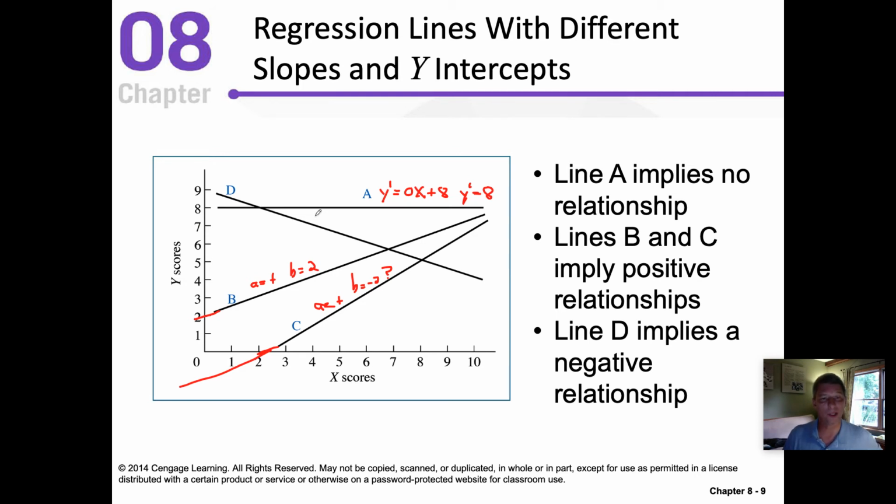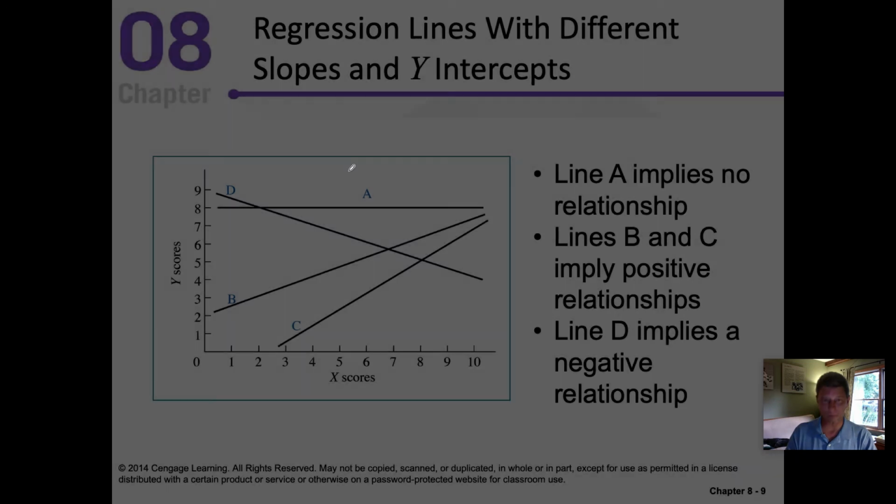Now for D, the slope is obviously a negative number, because now we're going downhill, and the y-intercept looks to be about 9, approximately. And so lines B and C imply positive relationships, line D implies a negative relationship. And of course, I'm guessing at the values of the y-intercept for each of these relationships, but hopefully you get the idea of this.